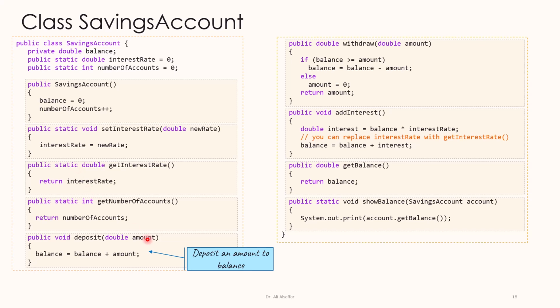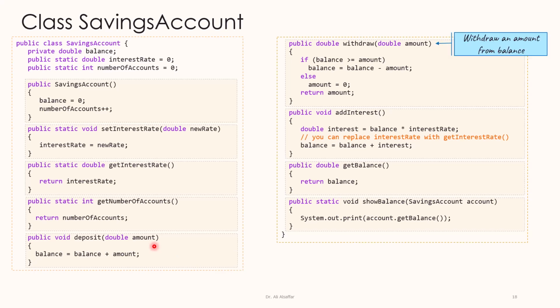For depositing an amount of money to balance, we use the non-static method deposit, and for withdrawing money, we use the withdraw method for deducting an amount from balance. Now for withdrawing, notice that it returns a value. This value is the amount deducted from balance.